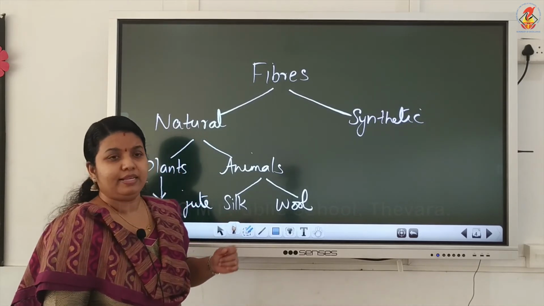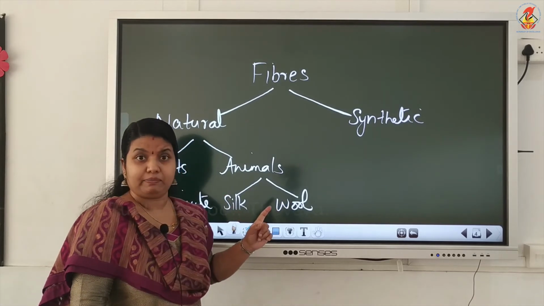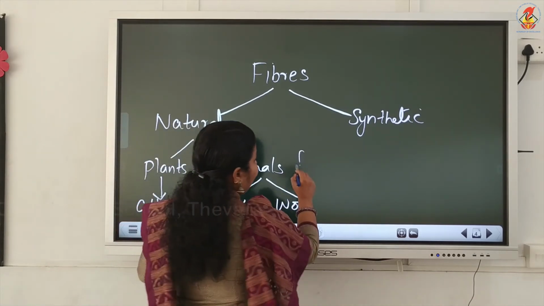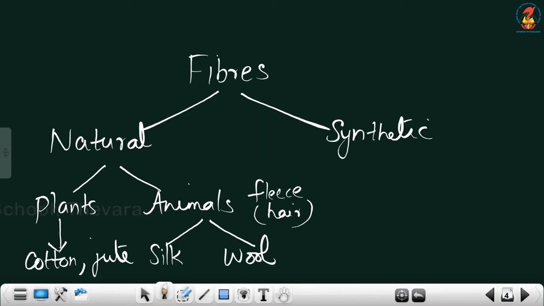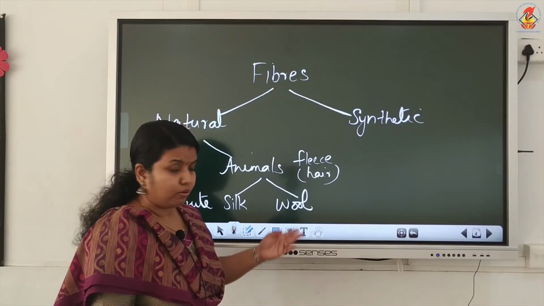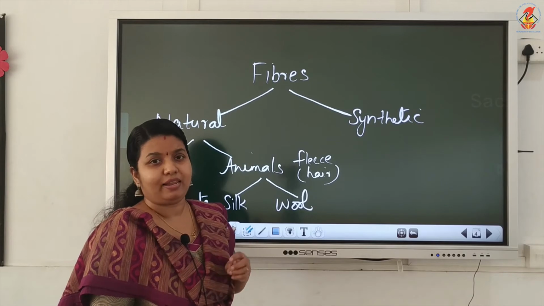Silk is obtained from the cocoon of silkworm. Next year you will learn. Wool is obtained from the fleece or hair of animals like sheep or goat. And wool is also obtained from the hair of animals like rabbit, yak, camel, etc.